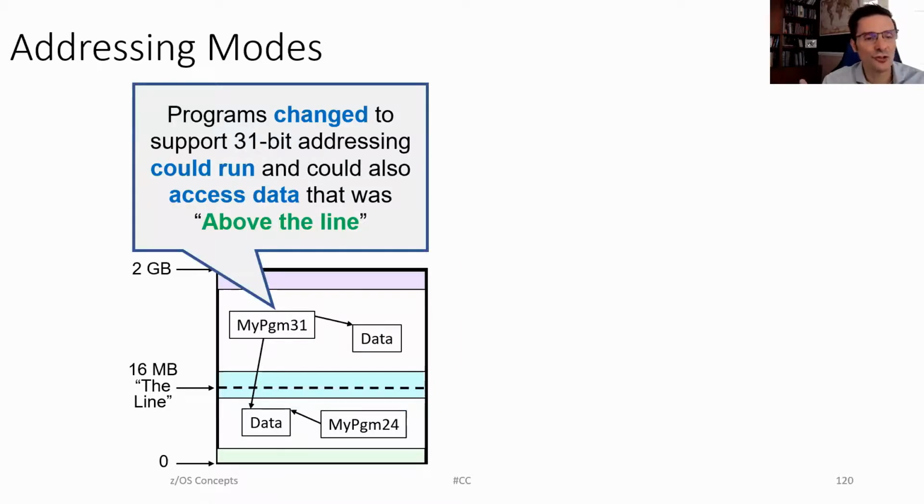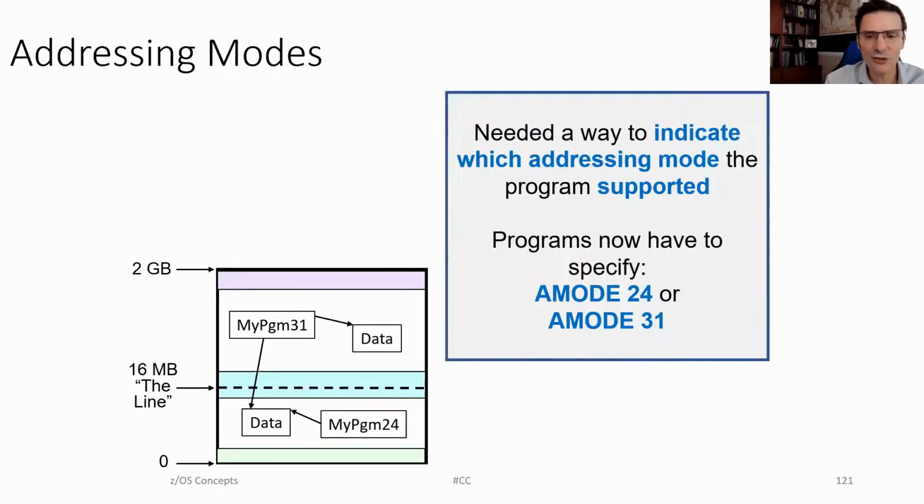Programs changed to support 31-bit addressing could run above the line. So they could actually be loaded above the line in memory in virtual storage, and they could access data that was above the line. So we need a way to indicate which addressing mode this program supported. So now programs would have to specify when they come up, are you A mode 24, addressing mode 24, or am I addressing mode 31? Meaning, can my program access data that is above the line, or can it only access data that is below the line?